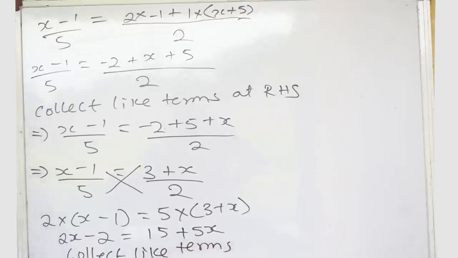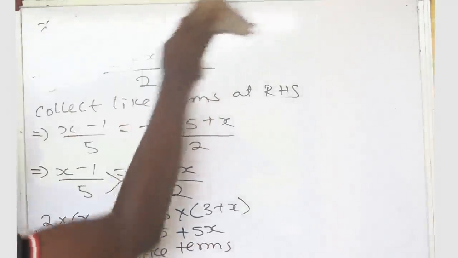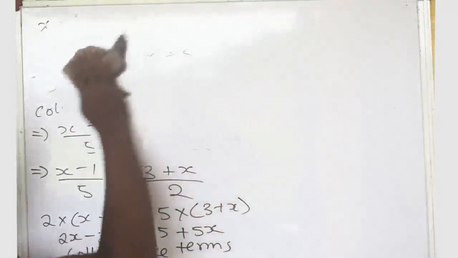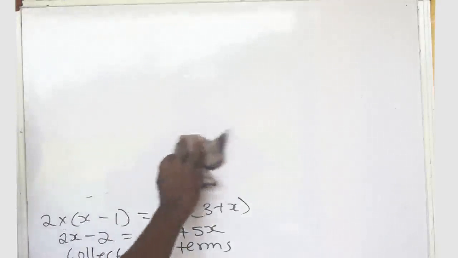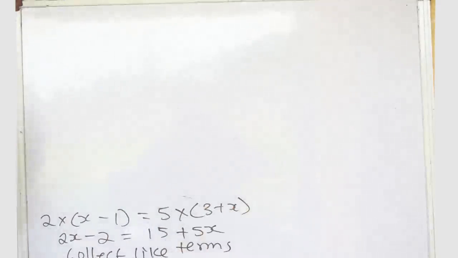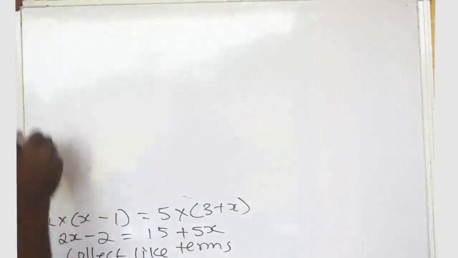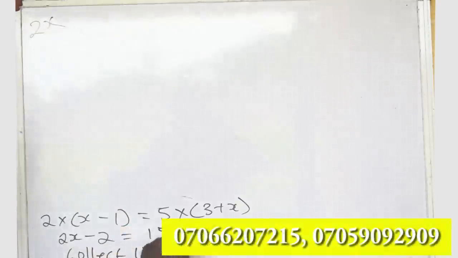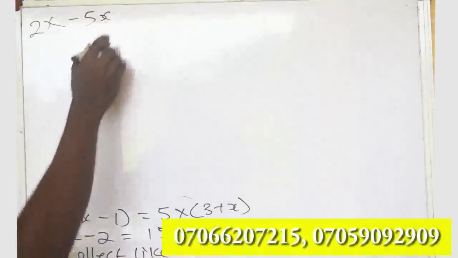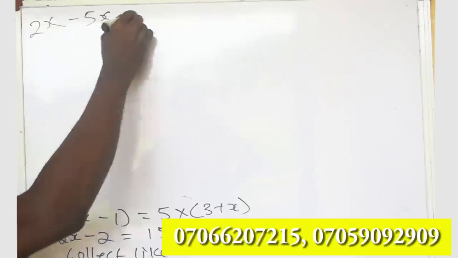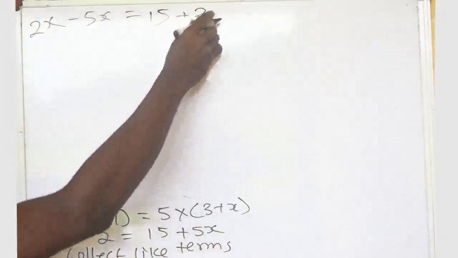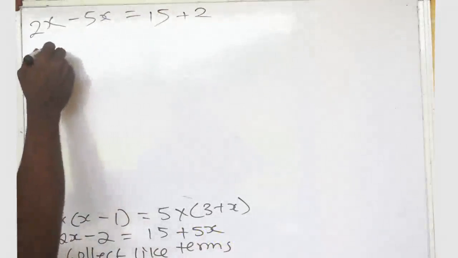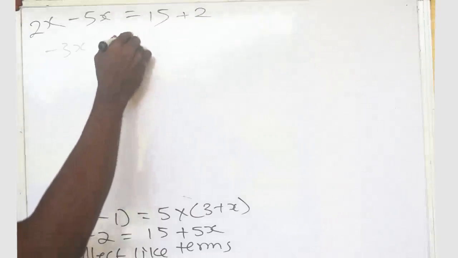So let me clean the above. It will be, we write 2x, we look for under 2x, look at it here. It is positive, crosses equality sign, it becomes minus 5x. We write down equal to this 15 minus 2, we'll go and visit it, turns to positive. So this minus this is minus 3x equal to this plus this 17.